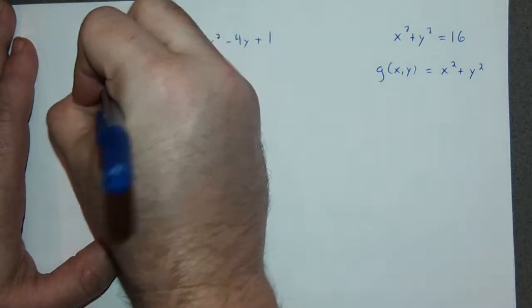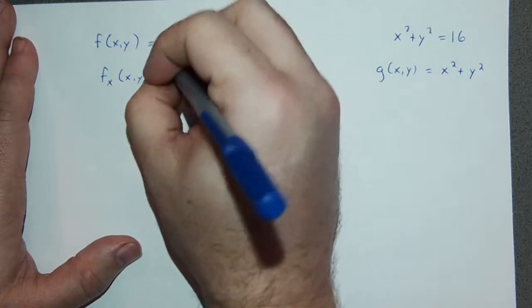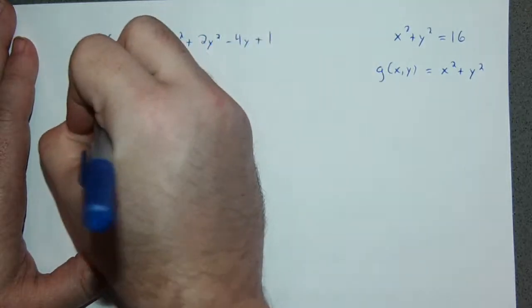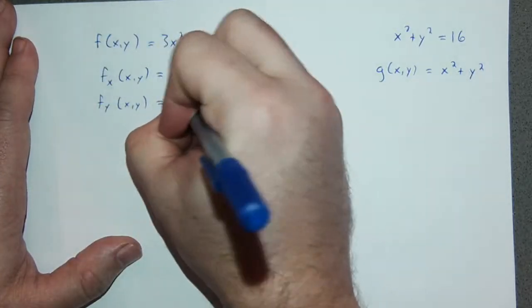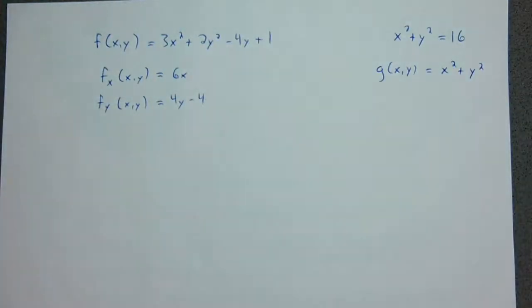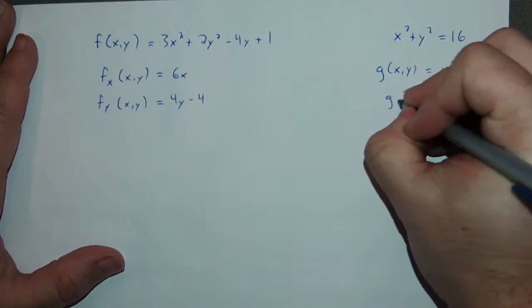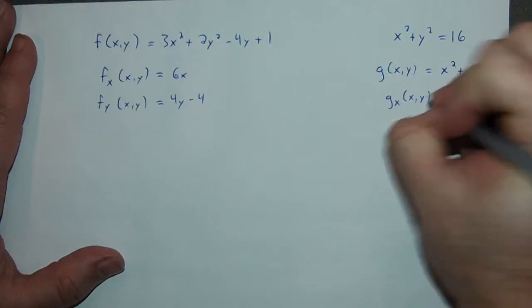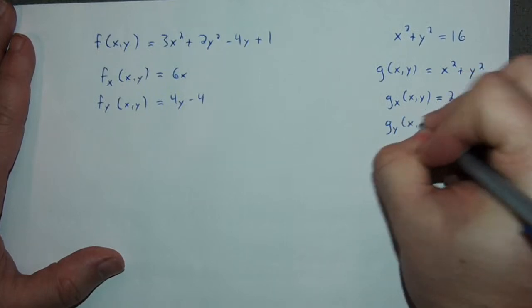Let's just quickly rewrite the x and y partials for f. So the x partial of f was 6x. The y partial of f is 4y minus 4. Now we know that in doing this Lagrange multiplier business, we have to compute the x and y partials of this g constraint function. So the x partial of g is 2x. It's easy enough. The y partial of g is 2y.